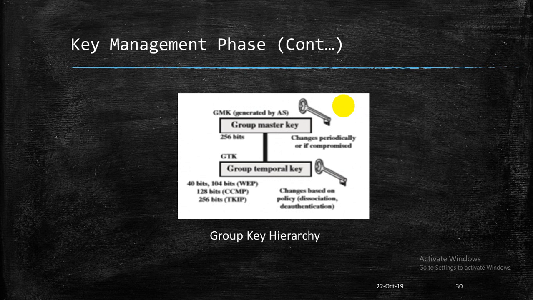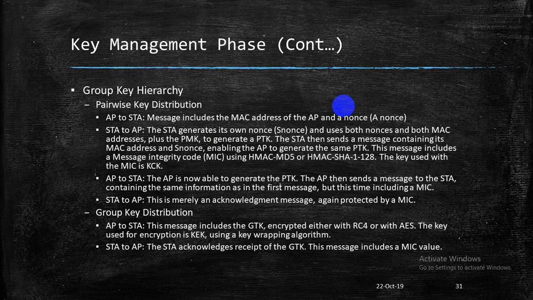The group key hierarchy uses two types of keys: one is the group master key, another is the group temporal key or GTK. And this is the group key hierarchy, showing how the key management phase is used.